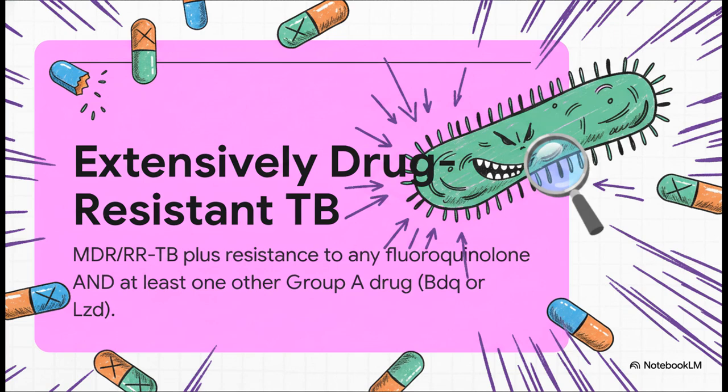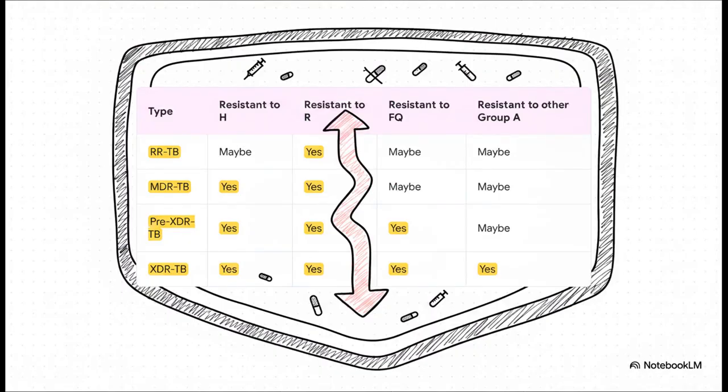And that brings us to our most formidable opponent, XDR-TB. Now, pay very close attention here because the definition was updated in 2021, and this is a massive exam point. It's no longer about the old injectable agents. The new definition is MDR-TB plus resistance to a fluoroquinolone plus resistance to at least one of the other core Group A drugs, that's bedaquiline or linezolid. This is, frankly, a clinical nightmare because it means the bug is resistant to the most powerful parts of our best all-oral regimens. This table just lays it all out so clearly.